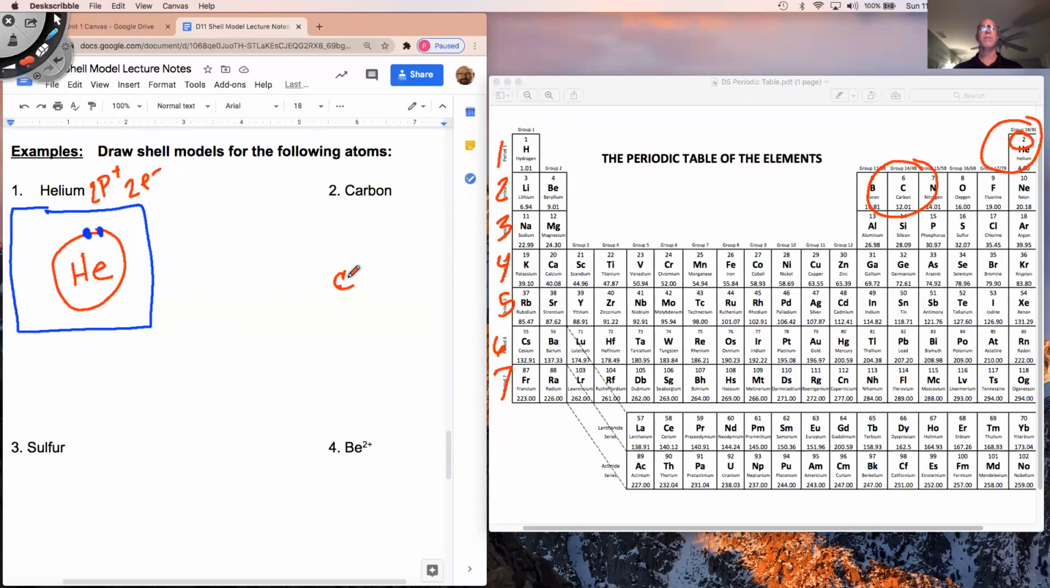I'm going to start off by putting a carbon. I'm going to draw orbital number 1 and orbital number 2. And how many electrons does carbon have? Well, carbon has 6 protons because that's its atomic number. And that will equal the number of electrons because this is a neutral atom. So we have 6 electrons.